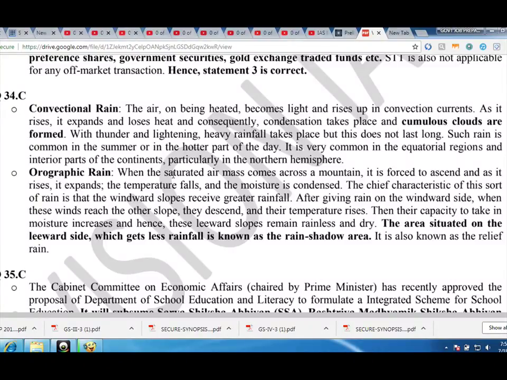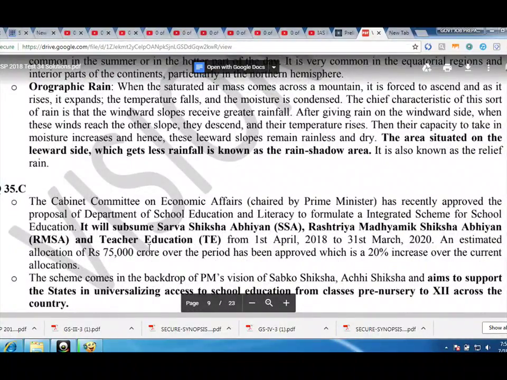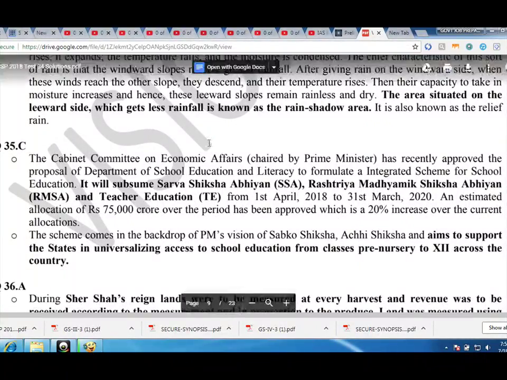After getting rain on the windward side, when these winds reach the other slope, they descend, and their temperature rises. Then their capacity to take in moisture increases, and hence, these leeward slopes remain rainless and dry. The area situated on the leeward side, which gets less rainfall, is known as the rain shadow area. It is also known as the relief rain.